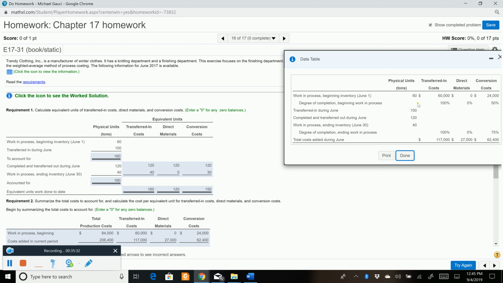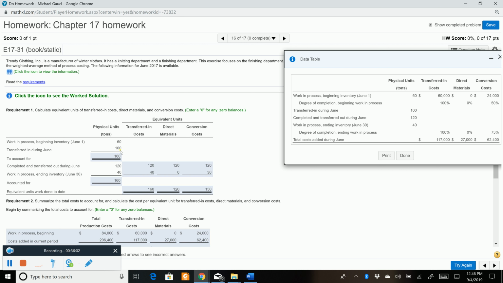Now, in addition to the 60 items, 100 units were also transferred in. Basically they were brought in, they were started. By saying transferred in, we're saying transferred in from the previous WIP stage, which was the knitting department. So we started with 60 somewhere on our assembly line. We added an additional 100 from the previous WIP stage. So we need to account for 160 units.